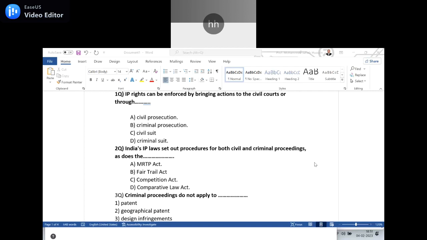The right answer for this question is C, Competition Act. C is the right answer. Competition Act is relevant to it.